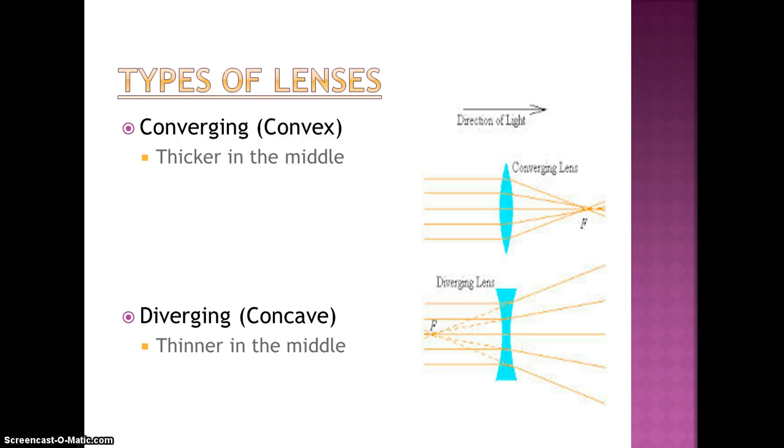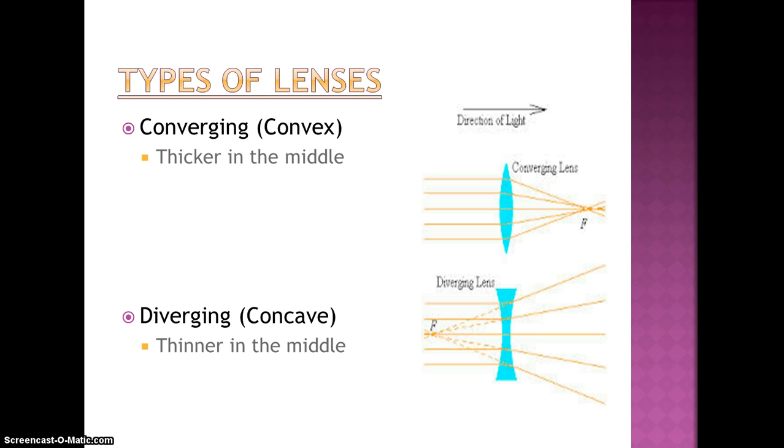There are two types of lenses: convex lenses and concave lenses. Convex lenses are shaped like an oval and are thicker in the middle. They can also be called converging lenses. Concave lenses are thinner in the middle and are shaped more like an hourglass.